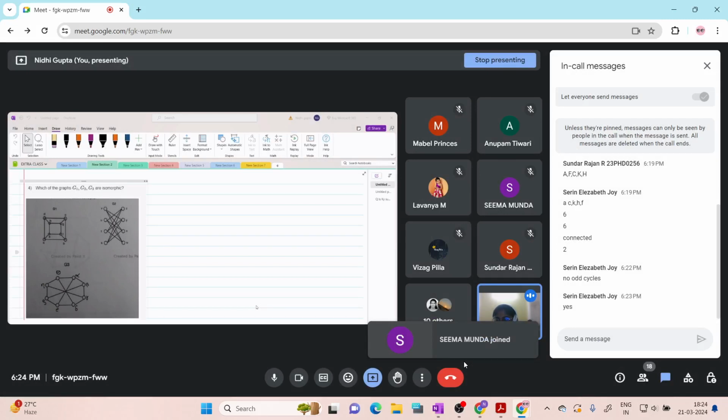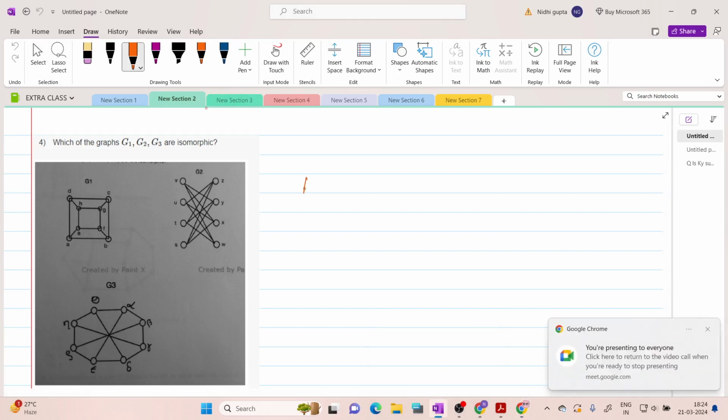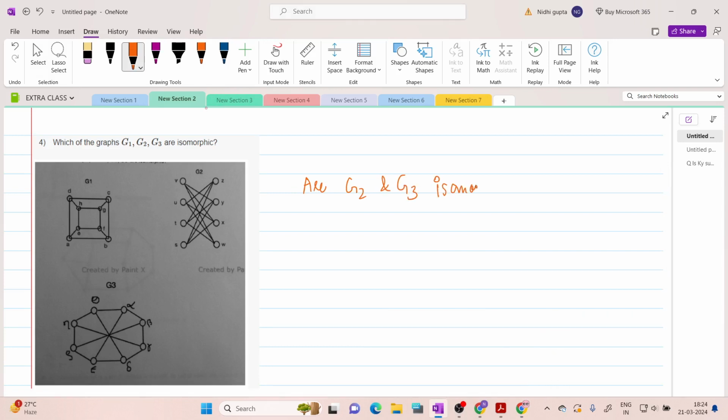So first of all, G2 and G3. Are G2 and G3 isomorphic? So clearly G2 is a bipartite graph. And G3 is a three regular graph. So the first question is whether G2 and G3 are isomorphic.